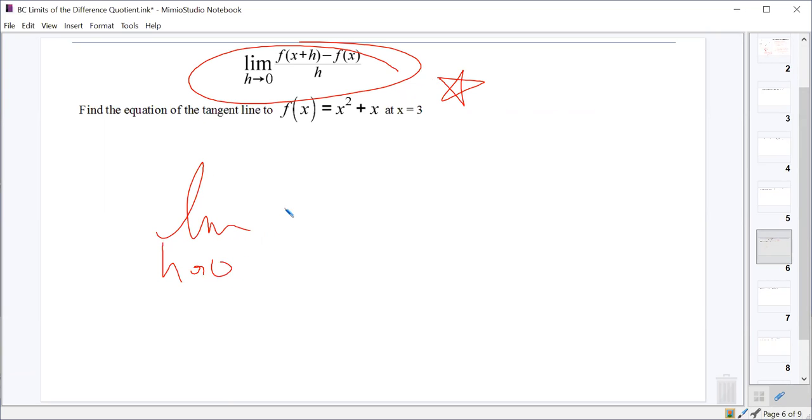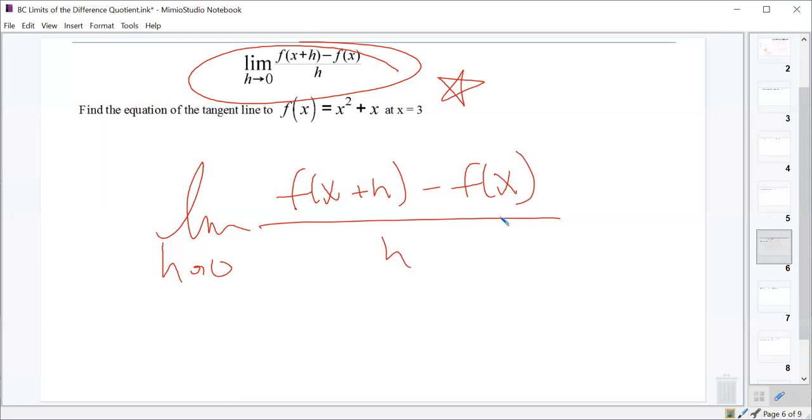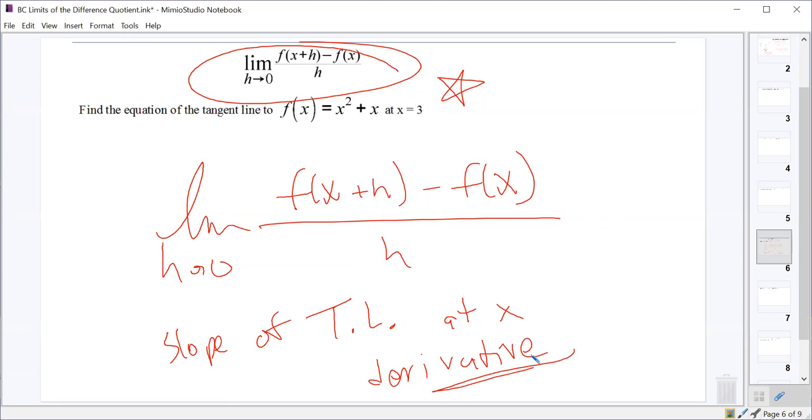I'm not going to even do this problem. Just want to talk about it because this should be familiar to most of you here. And this is the slope of the tangent line at x. This is the limit definition of the derivative. So we want to know that this limit is the definition of the derivative. The derivative is the slope of the tangent line at any given value of x.